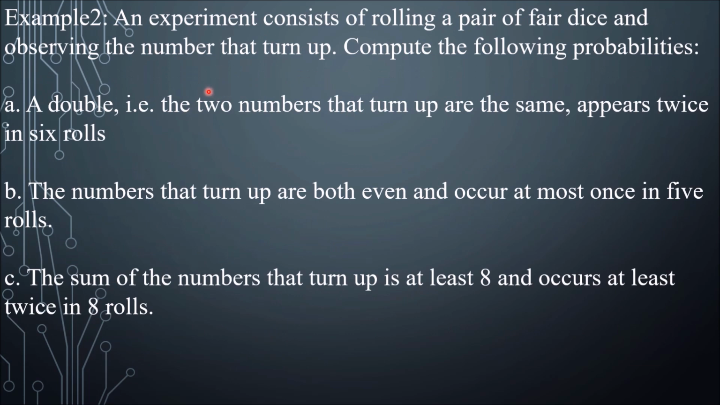Example number 2. An experiment consists of rolling a pair of dice and observing the numbers that turn up. Compute the following probabilities. A double, in other words, the two numbers that turn up are the same, appears twice in 6 rolls. The numbers that turn up are both even and occur at most once in 5 rolls. The sum of the numbers that turn up is at least 8 and occurs at least twice in 8 rolls.